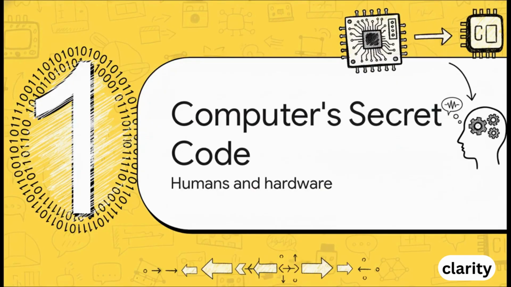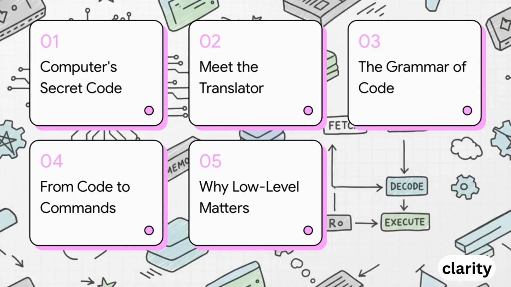Okay, so for our first section, we're going to dive deep into this secret language. We're going to figure out exactly how we can bridge that gap between us and the hardware. So here's the plan. We'll kick things off by really digging into the computer's secret language. Then we'll meet our translator, assembly. After that, we'll get into the grammar of the code, see how that code turns into real commands, and finally, we'll talk about why all this low-level stuff still matters so much today.